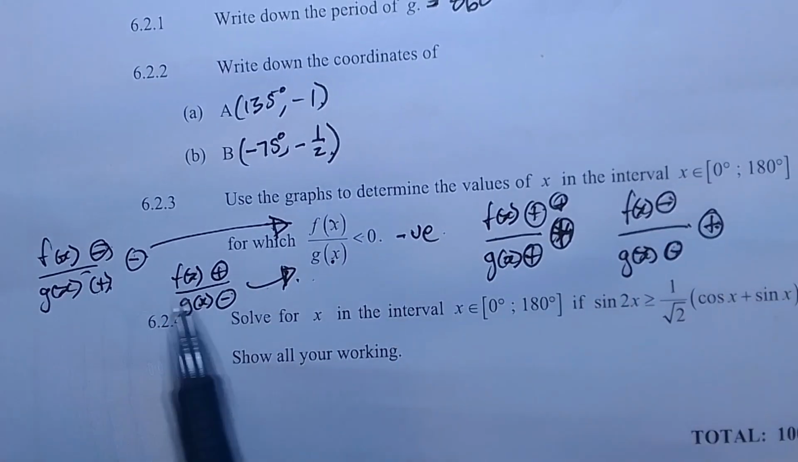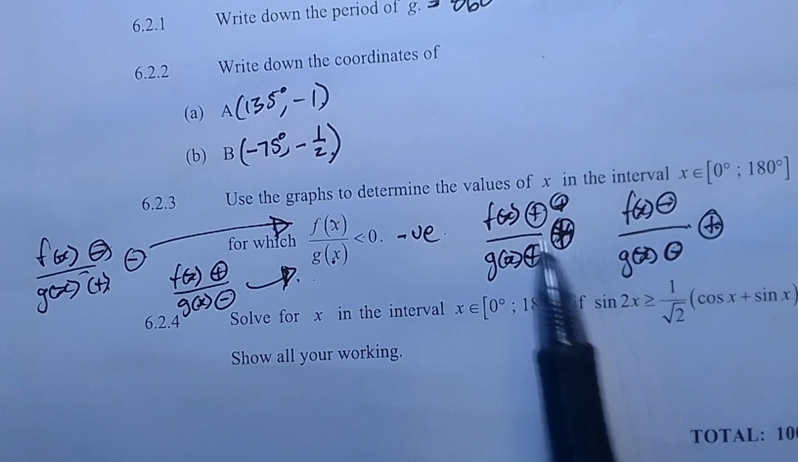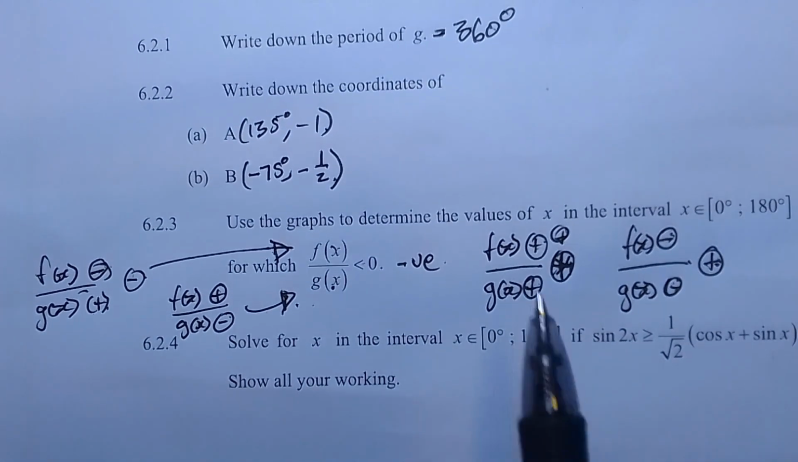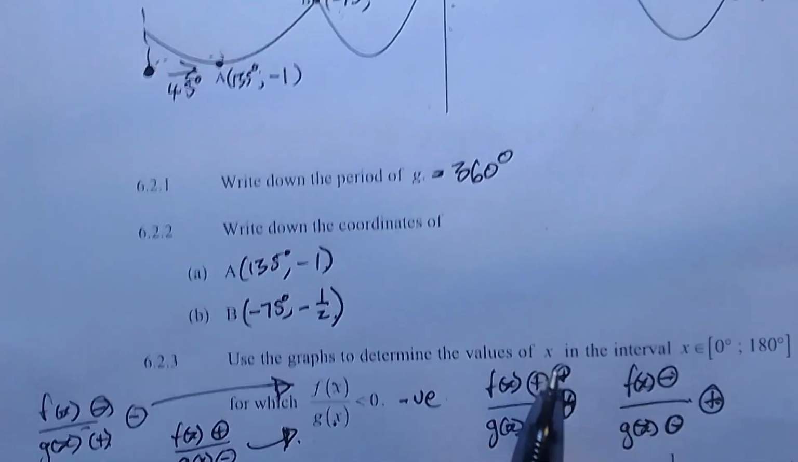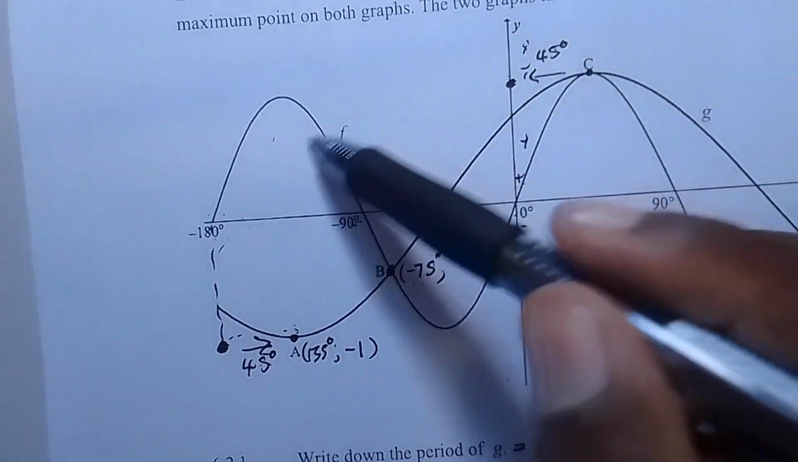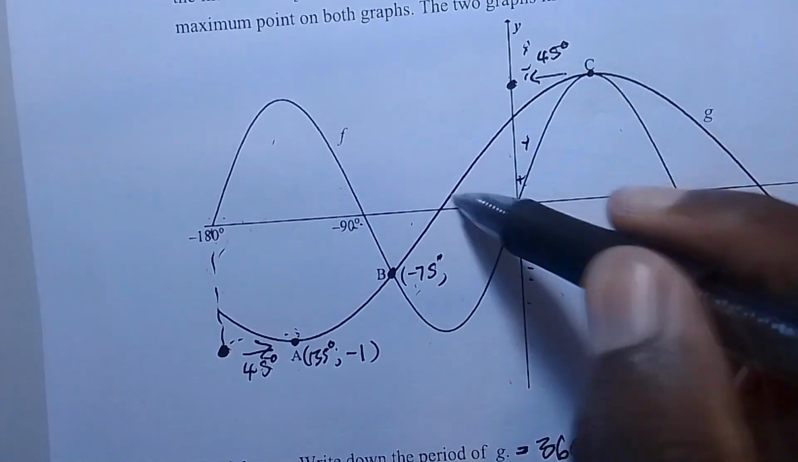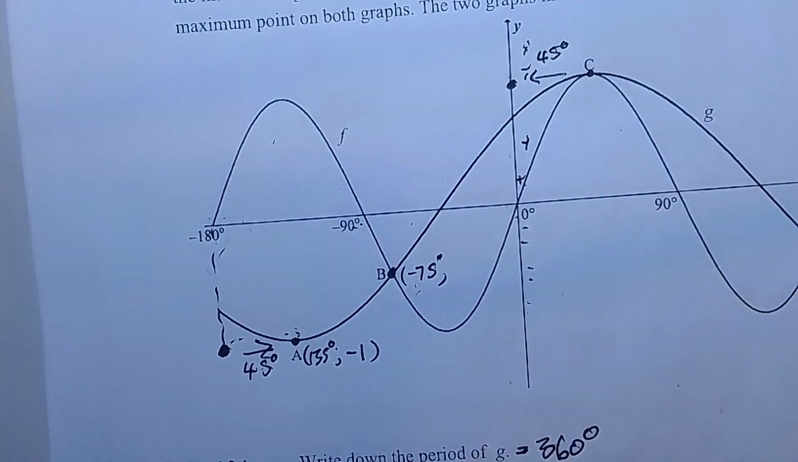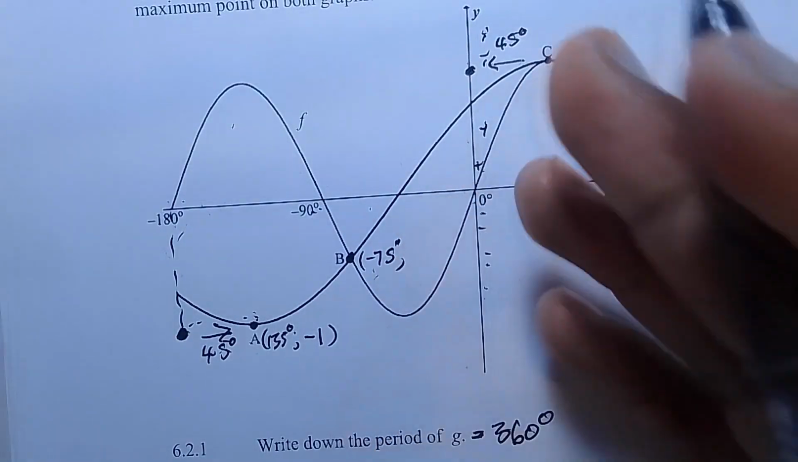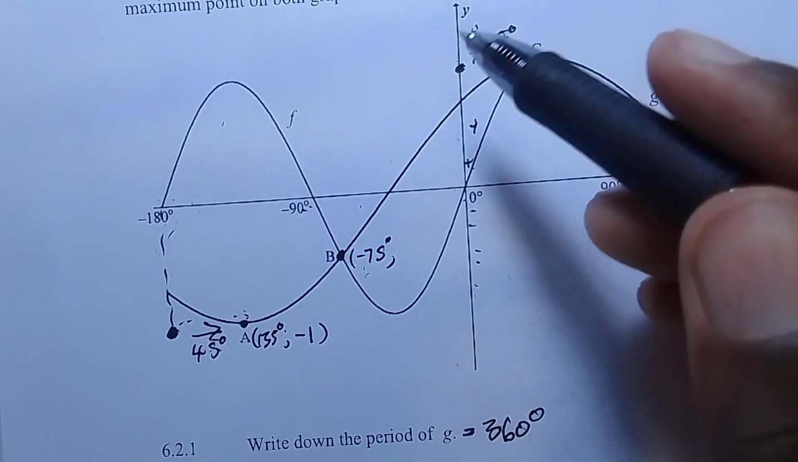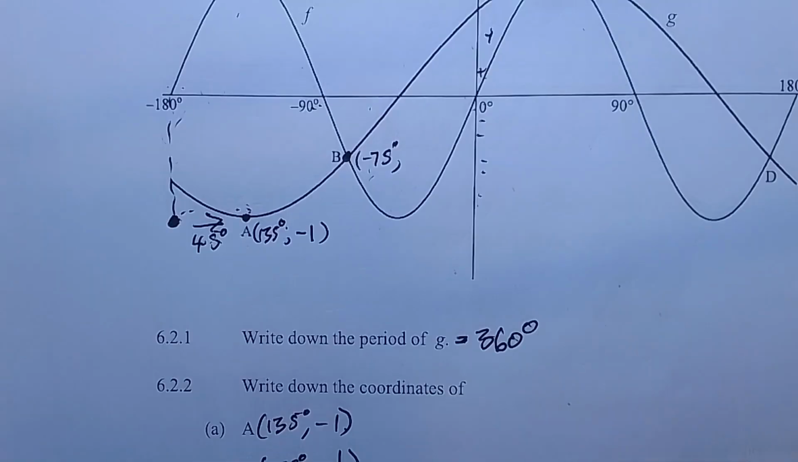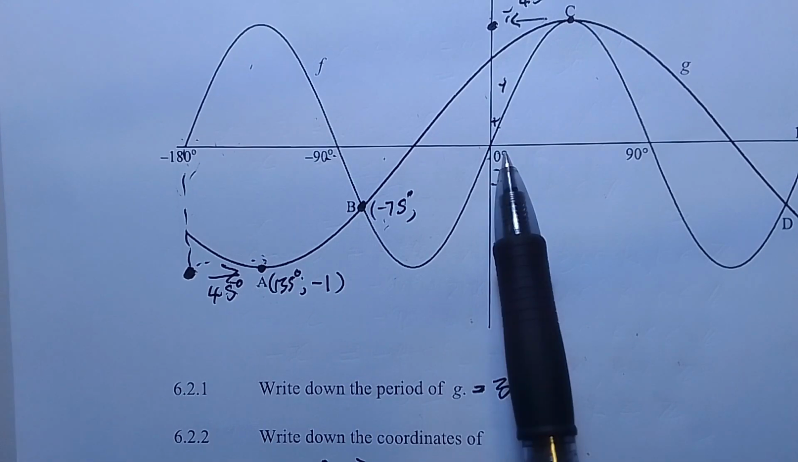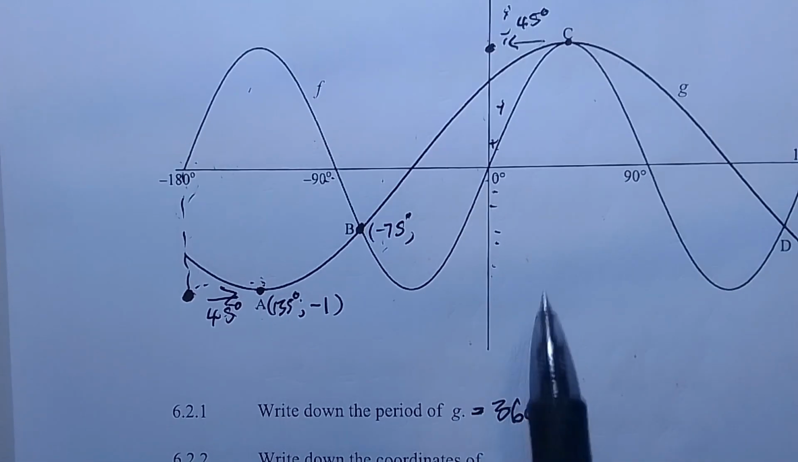Now let's look at our analysis again. If f of x and g of x are both positive, that means they are both on the same side of the x-axis, and they are both on top, right? I'm going to teach you how to do this problem generally, not just this one. And if f of x and g of x are both negative, that means they are both below the x-axis, because that's where the y values are negative.